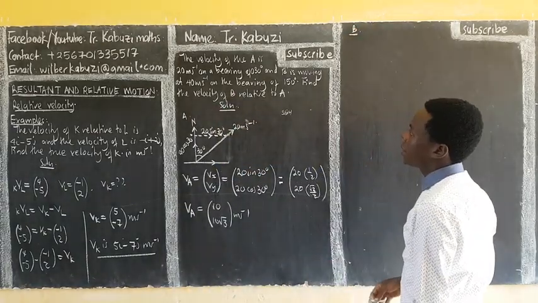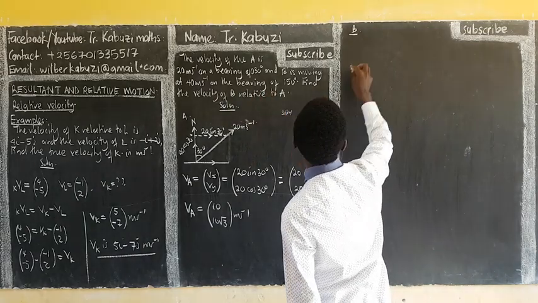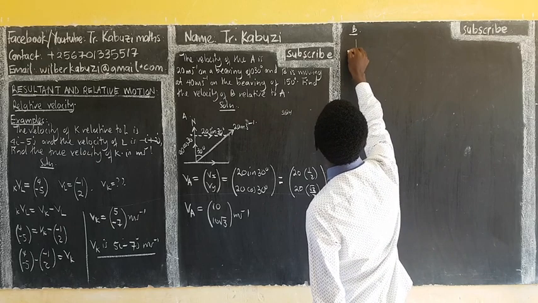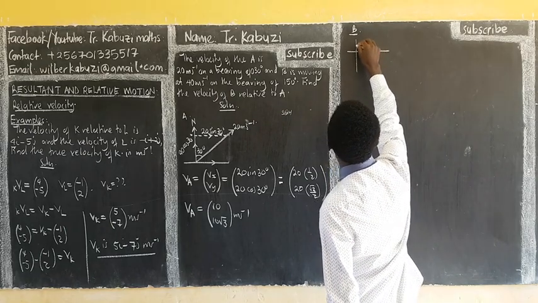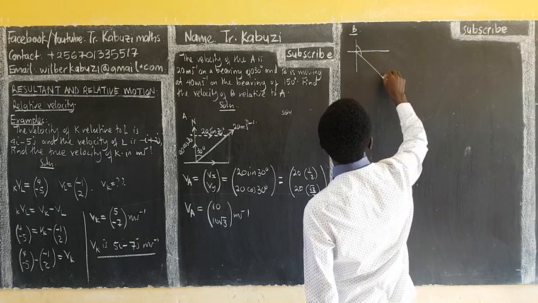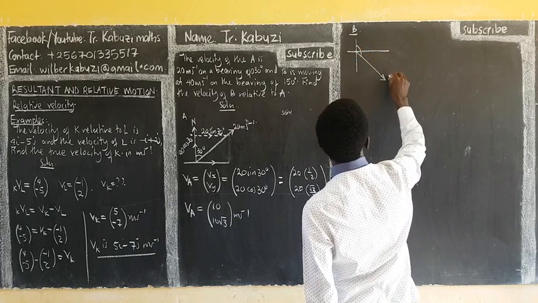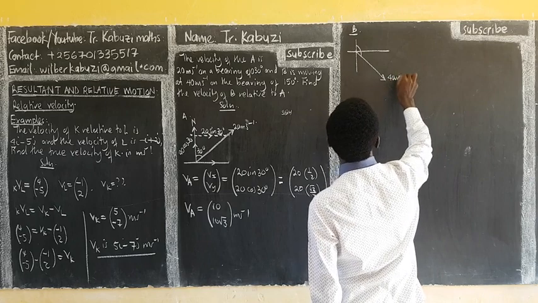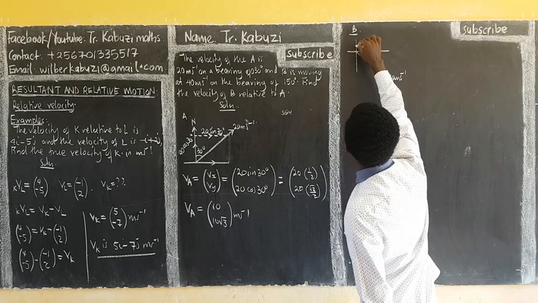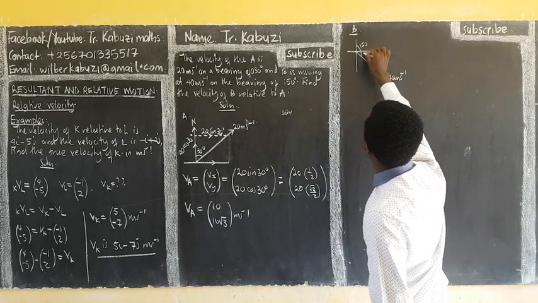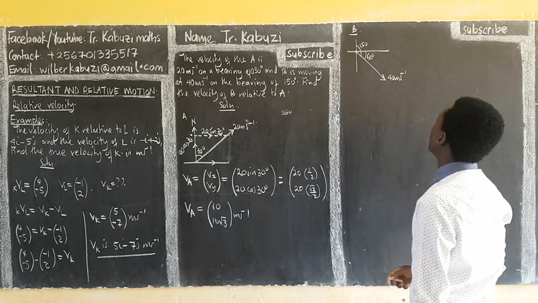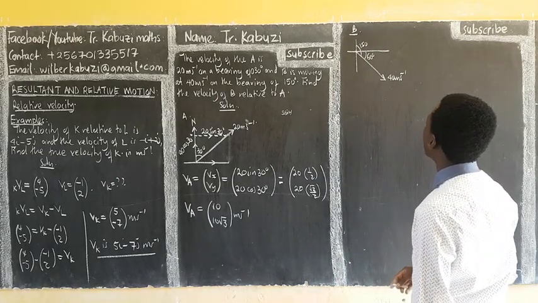B is moving on a bearing of this. So if I put my bearing, okay, this is the north line, so the bearing of 150 is there. So this is going to be my B moving at 40 meters per second. If the whole of this is 150, from here up to here is 90, so the balance from here will be just 60. So we can resolve this one also.